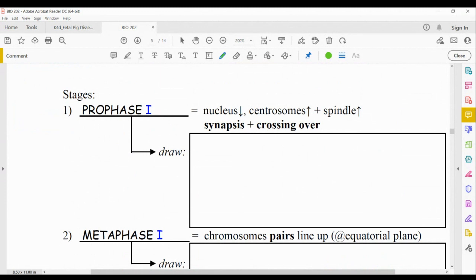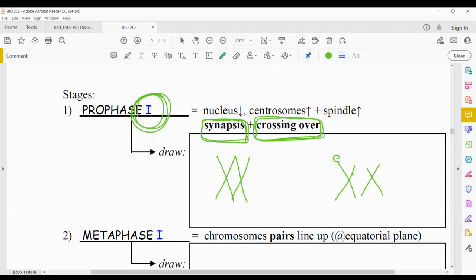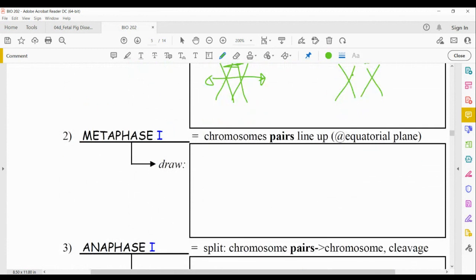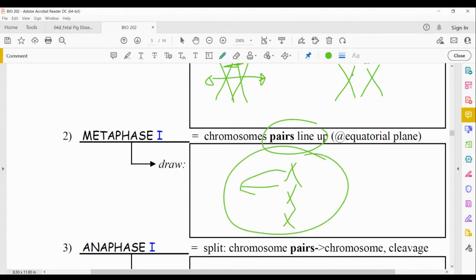So we're going to still have those same stages, but there's prophase number one. The important thing in prophase one was that now, in addition to the nucleus disappearing and the centrosome and spindle appearing, we're also seeing synapsis and crossing over happening. You remember, synapsis was chromosomes coming next to each other, and crossing over referred to bits of them getting exchanged. So we're mixing the genetic material between the two. We continue through metaphase one, where the chromosomes lined up on the equatorial plane, as we saw in our earlier discussion.